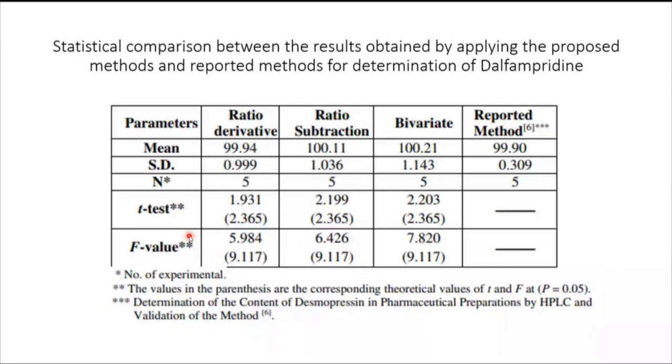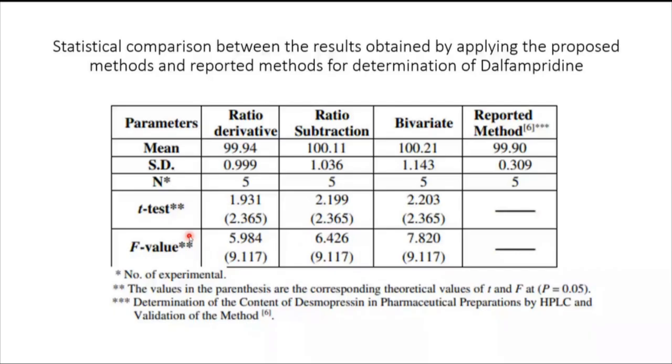And the author has given a conclusion that it can be successfully applied for determination of dalfampridine in presence of its oxidative derivative or the degradant, and which is found to be a very sensitive and also a selective method, because it has to be estimated in presence of its derivative also. And finally the method was validated, and greenness assessment was also done. And this is the greenness assessment profile provided by the author.